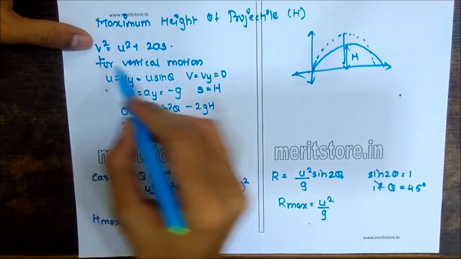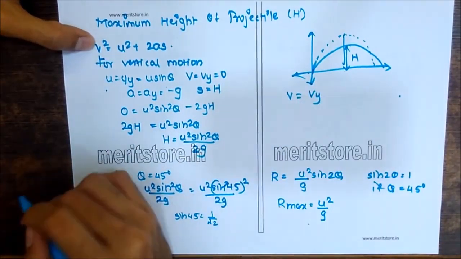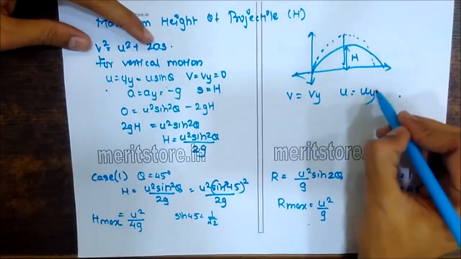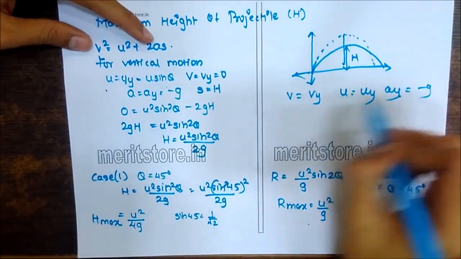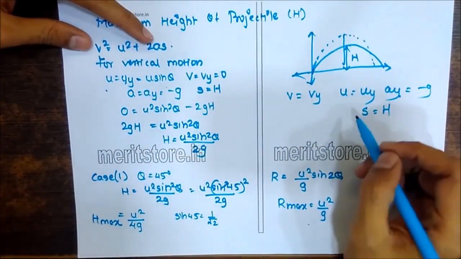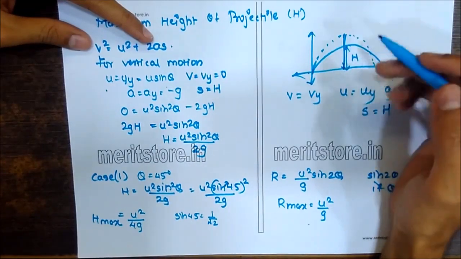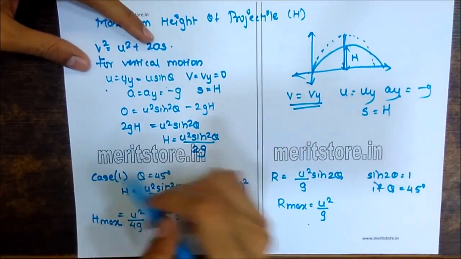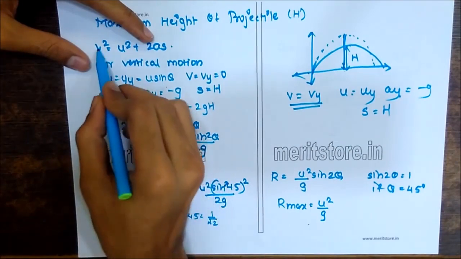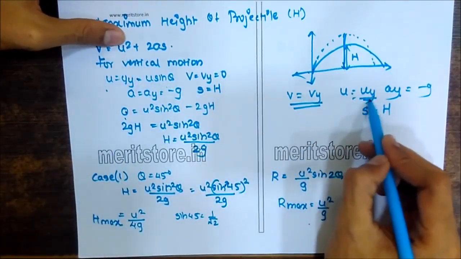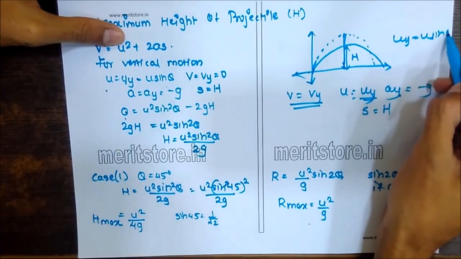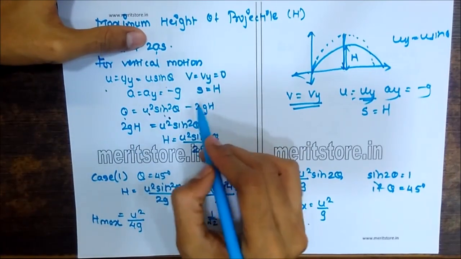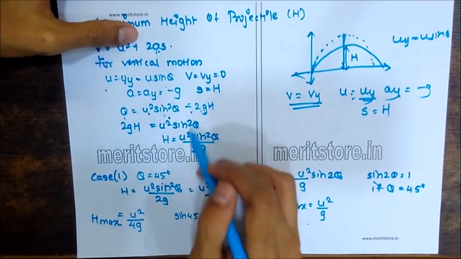Here your v, the final velocity, will be equal to vy. Your initial velocity u will be equal to uy. Your acceleration will be ay, which is minus g. And your displacement s will be h, that is how much displacement you take from the initial to the final position. Substituting all the values, what is the final velocity? It is of course 0, so we get 0 equals uy, which is u sin theta, so the square of that is u square sin square theta, minus 2g into s. This is a minus sign because a is minus g, so it becomes minus 2gh.